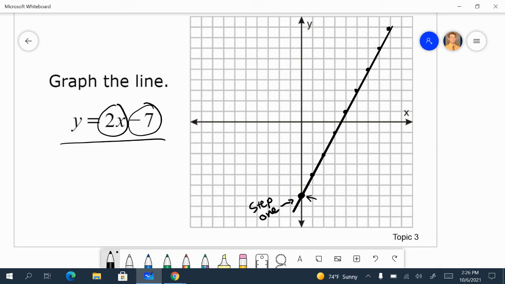Then I'm using my slope. It's not 2x, I guess. It's just the 2. My slope is the 2, which means it's the same thing as 2 over 1. So I would rise 2, run 1, rise 2, run 1, rise 2, run 1. And that's how I graphed this line.